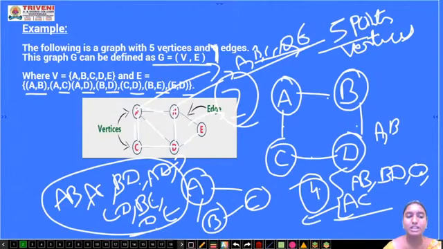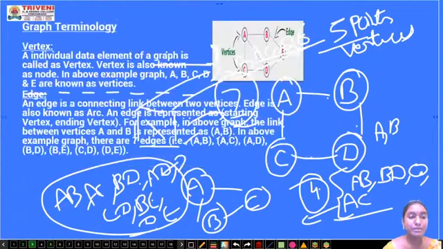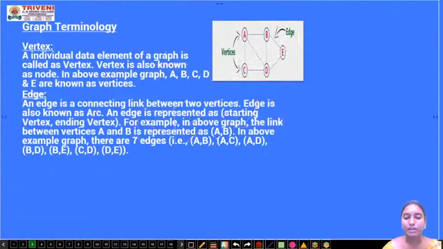Next, we can observe the terminology. How can we represent the graph terminology? Here edges and vertices are identified. A vertex is an individual data element of a graph. A vertex is also known as a node.